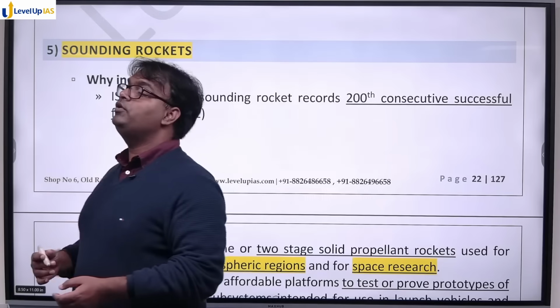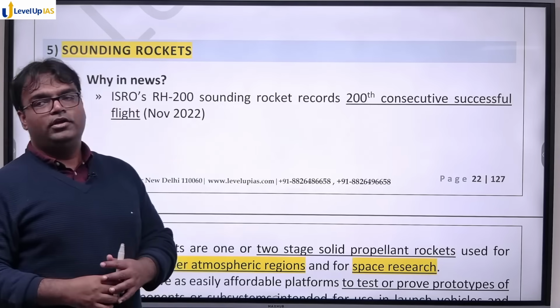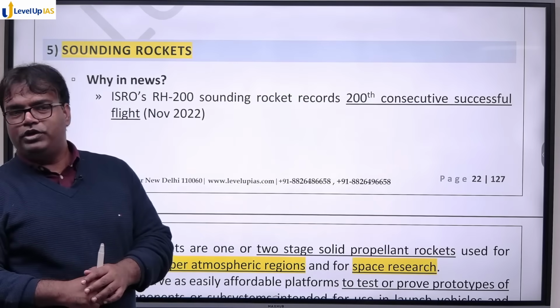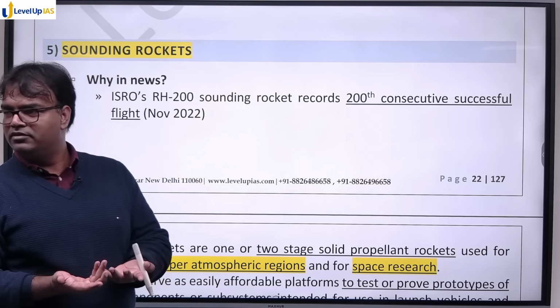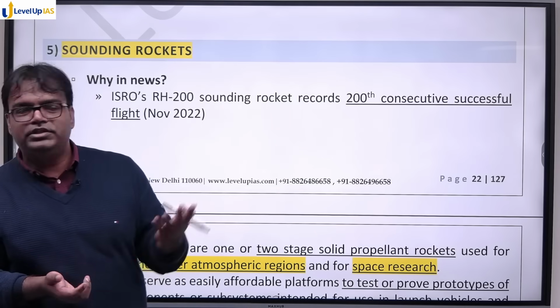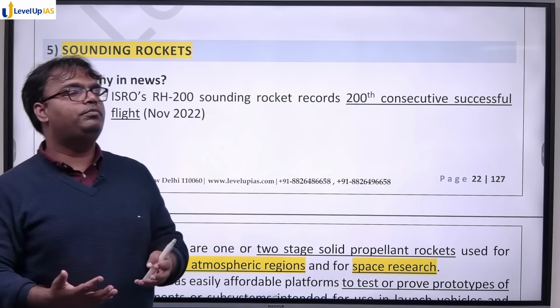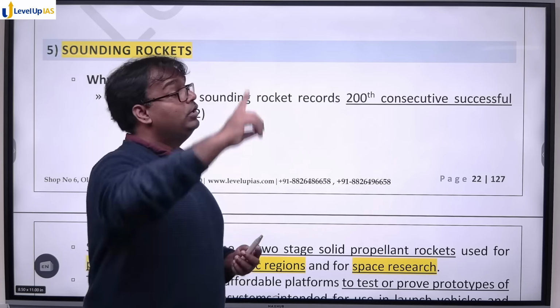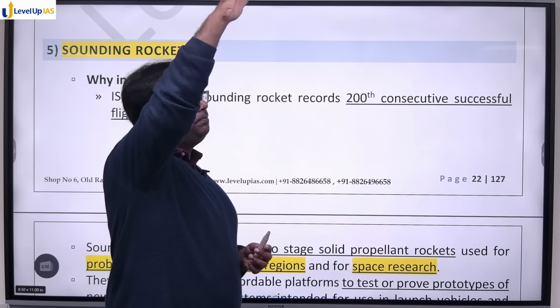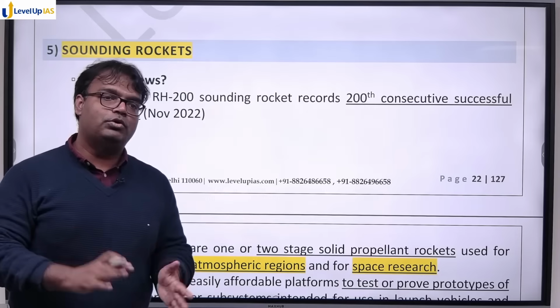Or a sounding rocket can also be used for upper atmospheric studies. Sounding rocket, do you remember the Diwali rocket? At what height does it go? 100 meters? Not more than that. Maybe 100 meters. These sounding rockets will go up to a height of 80 kilometers, 50 kilometers, 70 kilometers. So they help you study the upper atmosphere. This is the purpose of sounding rockets.